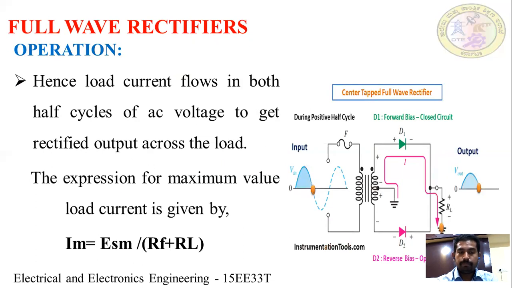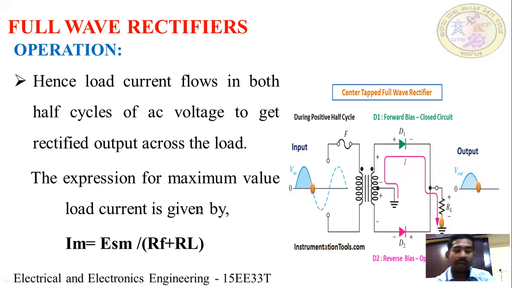And hence the load current flows in both half cycles, and hence the AC voltage gets rectified across the load. This process is repeated and it gives a continuous output in both half cycles. Hence we are going to get two half cycles, and in two half cycles we get the full wave output.